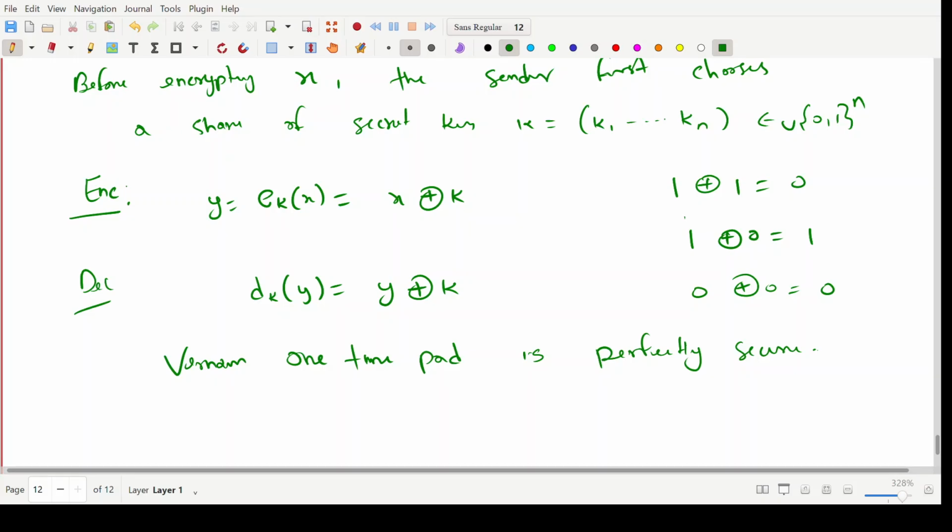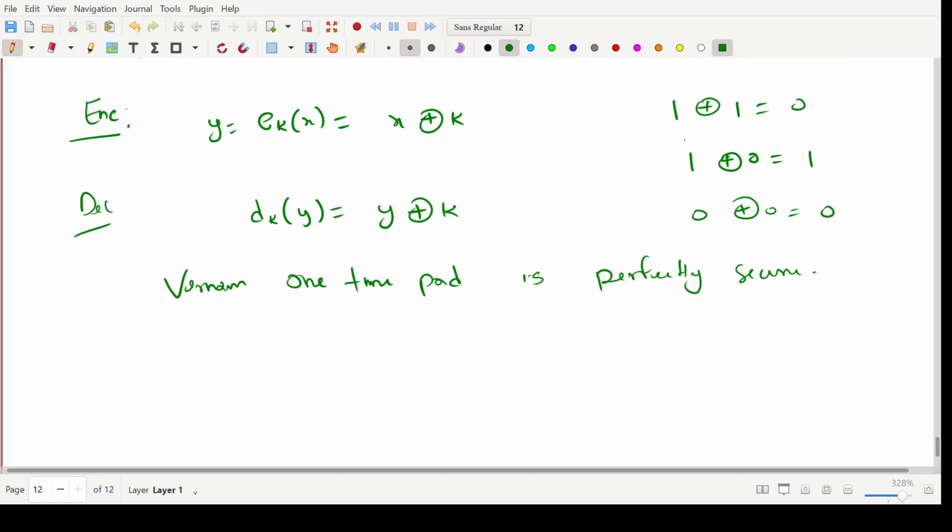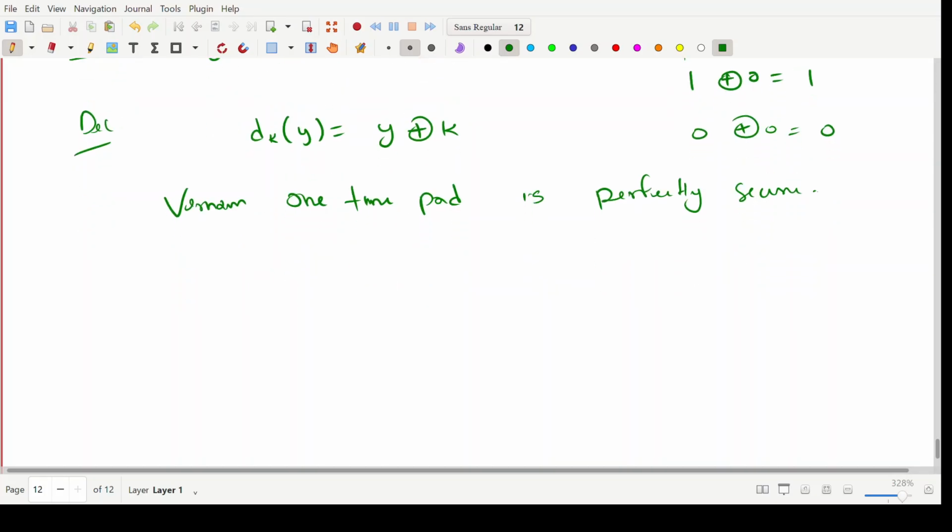But there are some drawbacks. When Vernam introduced his crypto system, he conjectured that the crypto system is perfectly secure and no one can break it. But he failed to prove this conjecture. After 40 years of Vernam one-time pad, in 1949, Shannon proved that Vernam one-time pad has perfect secrecy.